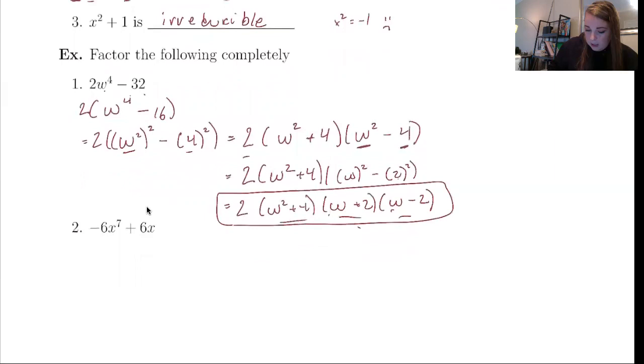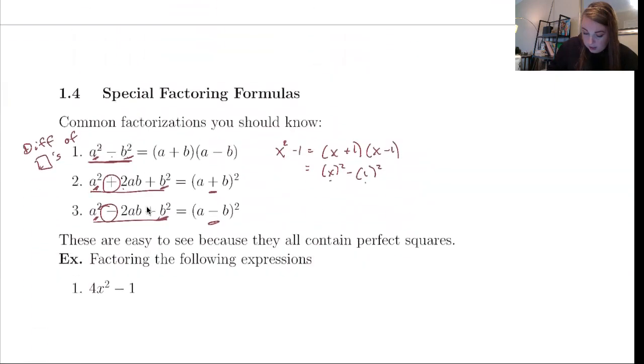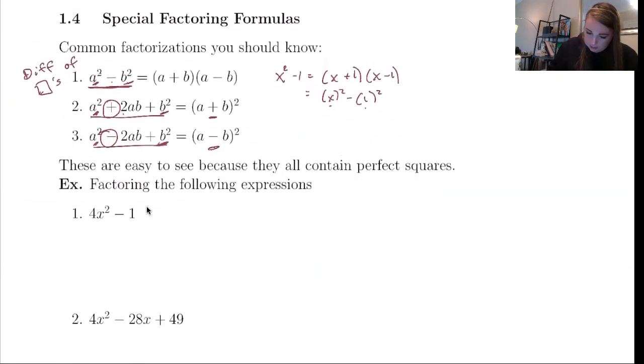Let's do a few more practice problems with those. Factor the following expression: 4x squared minus 1. So there's no common factor for me to pull out. All right, cool. So let's rewrite 4x squared minus 1 as 2x, that quantity squared, minus 1. And we can even go ahead and call that 1 squared if we really wanted to.